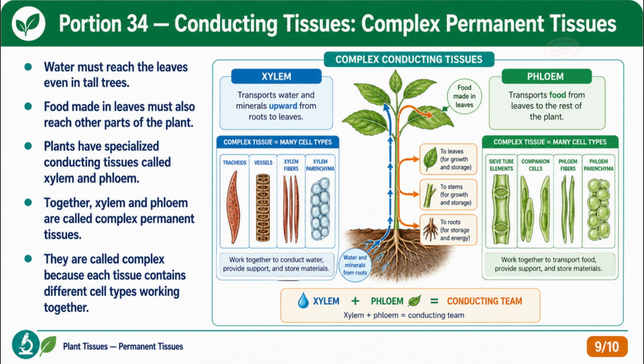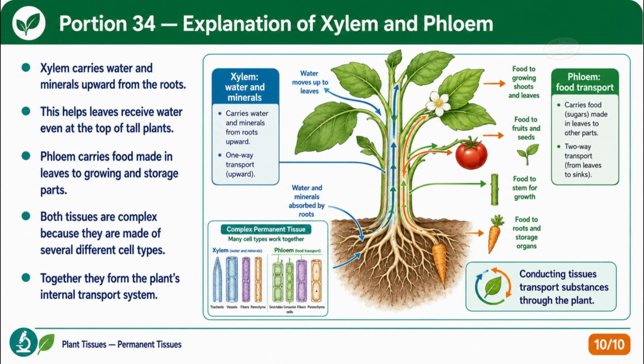Explanation. How does water reach the top of a tall tree? And how does food made in leaves reach the rest of the plant? Through the conducting tissues, xylem and phloem. They are called complex permanent tissues because each is a team of several different cell types working together to transport substances.